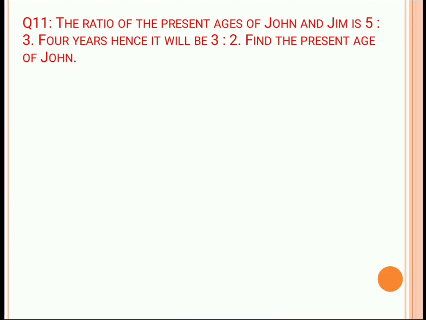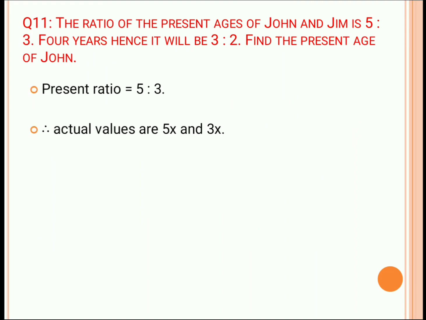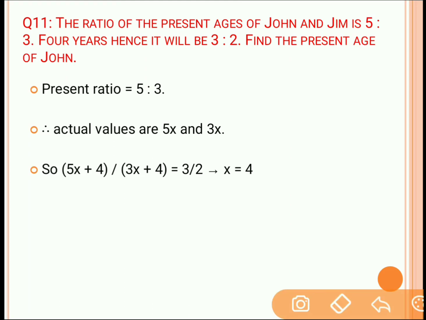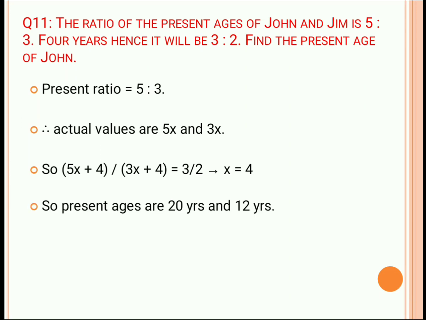From this, we can find out the value of x. So, let's say (5x plus 4) upon (3x plus 4) is equal to 3/2. Then from cross multiplication, we can find out the value of x, and that x is equal to 4. So if x is equal to 4, we can find out the present age of John and Jim, which is 5x and 3x. So 5 4s are 20 and 3 4s are 12. So the present age of John and Jim is 20 years and 12 years.